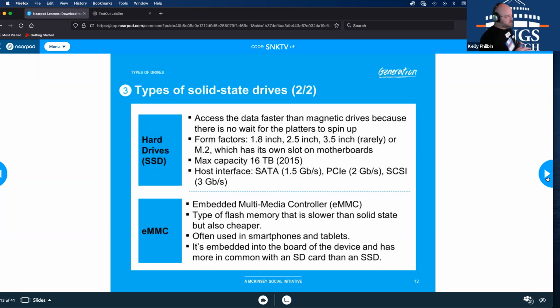It's a little bit slower than the solid state, but it's also cheaper, thankfully. And this is typically used in smartphones or tablets. Again, as of around 2016, 2018, they're moving a little bit more towards M.2s to give them much more robust memory, but they also are more expensive. It's embedded into the board rather than being an add-on. And again, this technology is kind of moving away a little bit as we're moving into the need for much higher storage and faster response times.